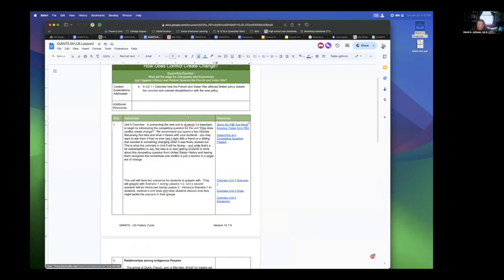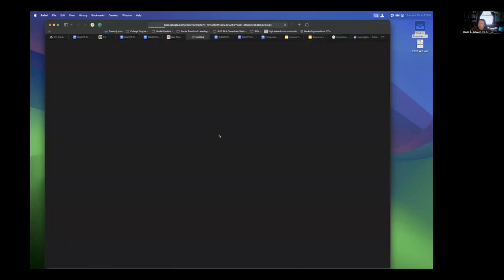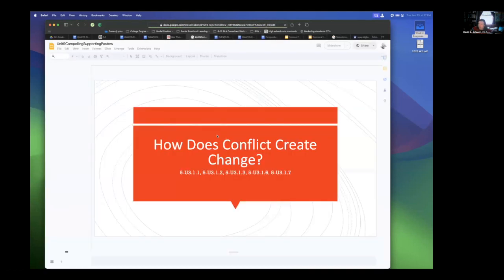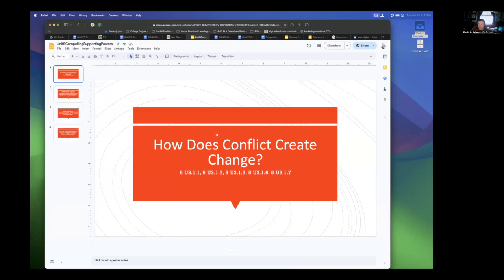And of course, we also are still giving you the supporting and compelling question posters that you can have up in your room. I like these again in lieu of I can statements, because sometimes an I can statement in social studies is a little bit less than we would like to see.